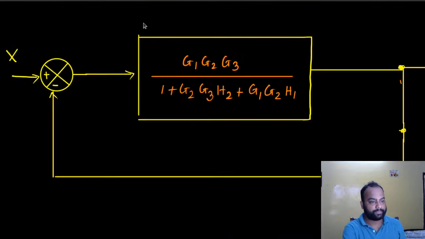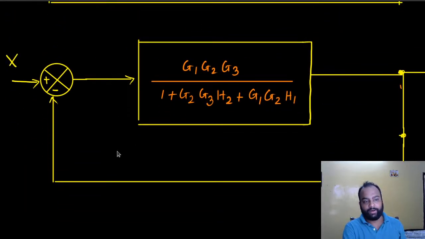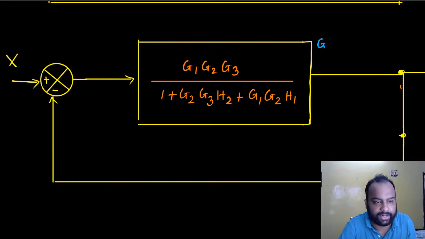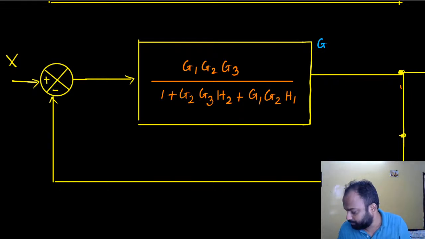Alright. Now look at this one. Now imagine this entire system to be G. Again, these are just our simplification, assumption for simplification, right? Consider this to be G.